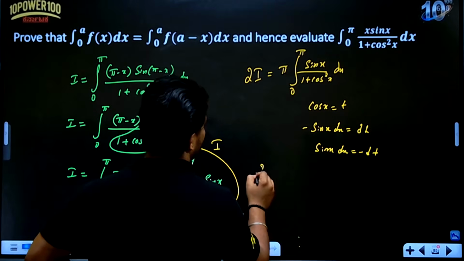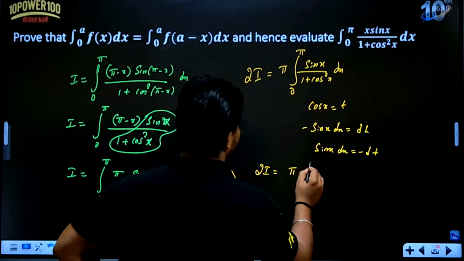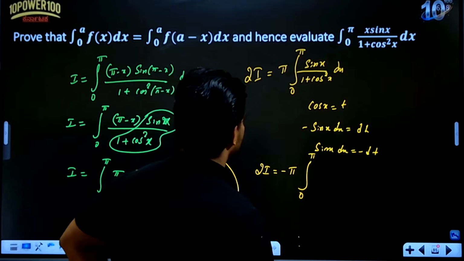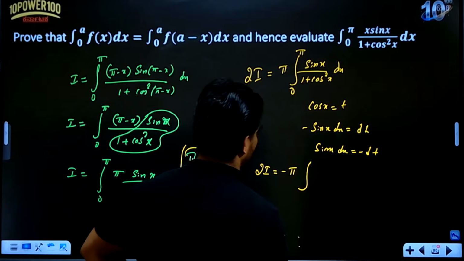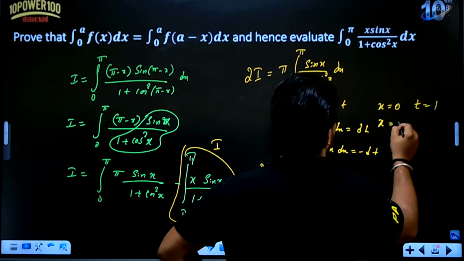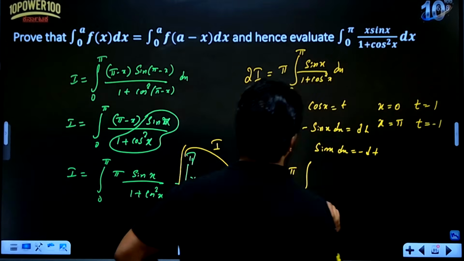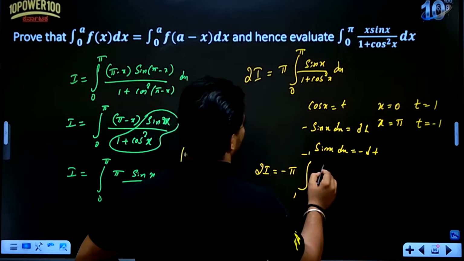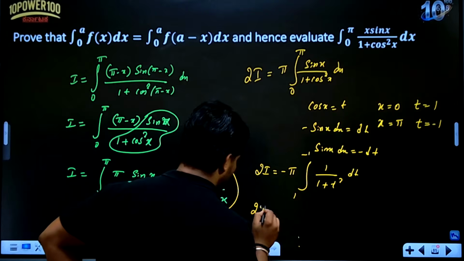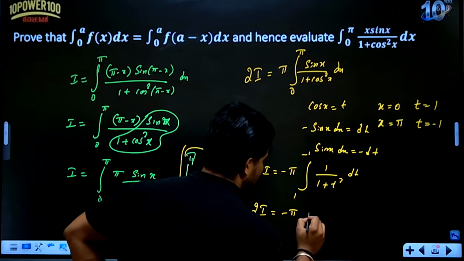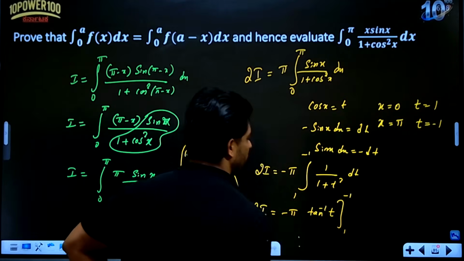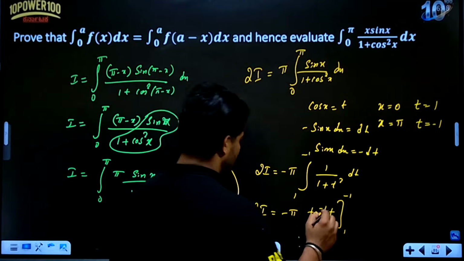So 2I is equal to minus pi times the integral. We have to change even the limits. When x is equal to 0, t is equal to 1, and when x is equal to pi, t is minus 1. So it is from 1 to minus 1 of 1 by 1 plus t square dt. So 2I is equal to minus pi of, this is actually tan inverse of t with the limits 1 to minus 1.